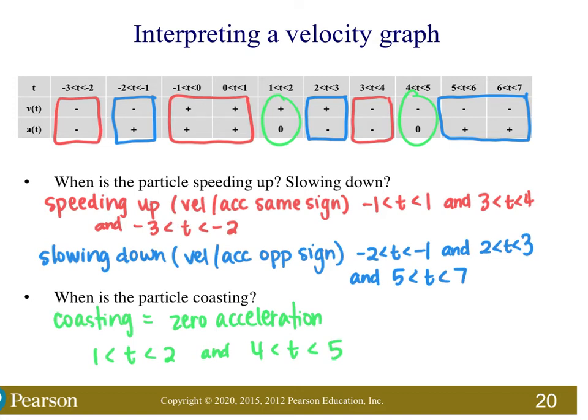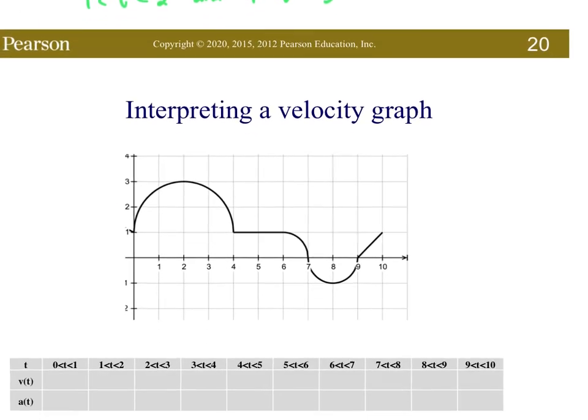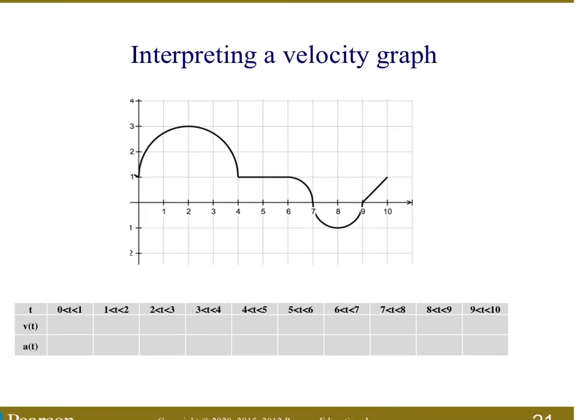So once you have a table or a chart set up of the velocity and the acceleration values, you just have to read the graph and look for the right combinations to answer your questions. So let's try reading another velocity graph. All right, so let's look at from 0 to 1.